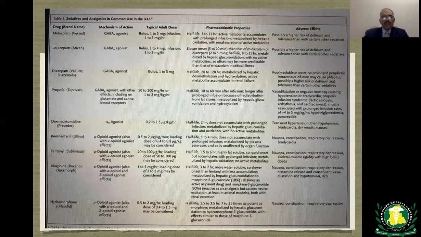A busy slide, but it has lots of information. It has the name of the medication on the left-hand side, mechanism of action, typical adult dose, pharmacokinetics, and adverse effects.